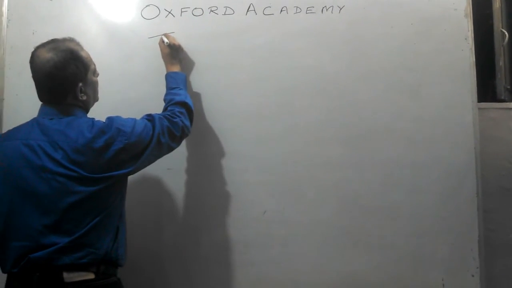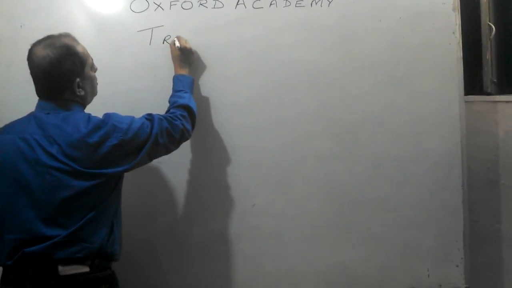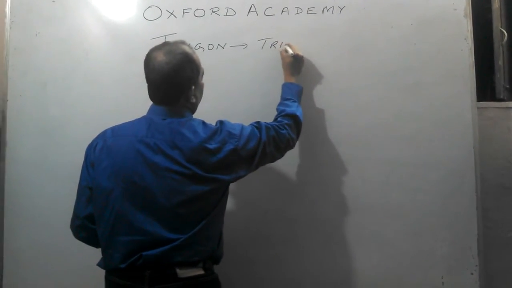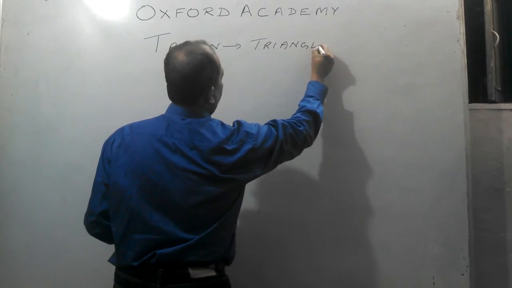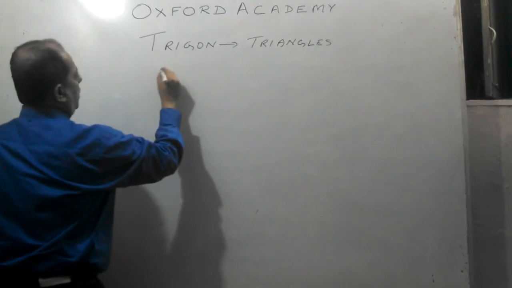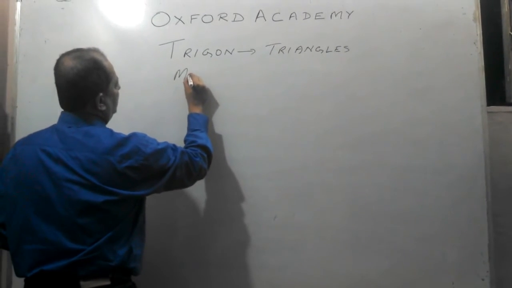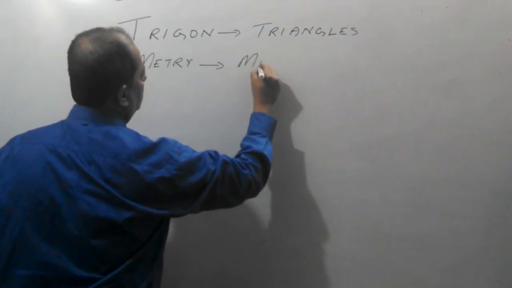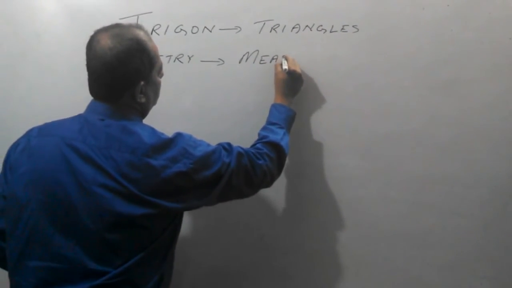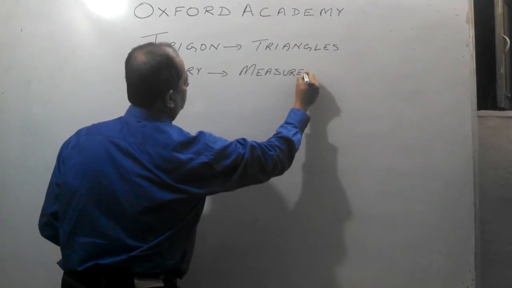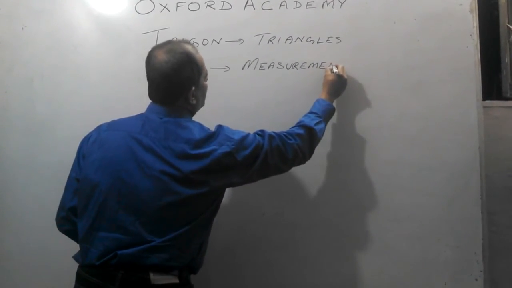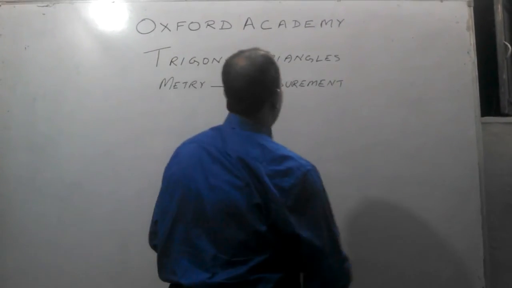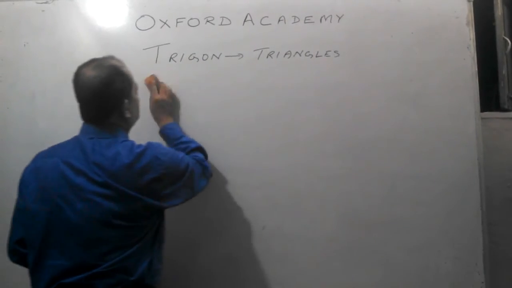Trigonometry has come from the Greek word trigon, which means triangles, and another Greek word metri, which means measurement. It is basically measurement of triangles. Here we will be dealing mostly with right angle triangles.